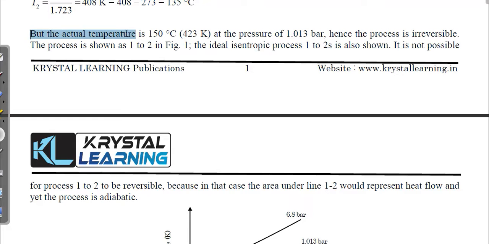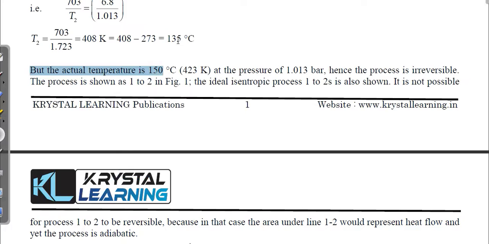Now the point will become clearer. Here we see that the actual temperature is 150 degrees centigrade, and we calculated 135 for the reversible path. Hence, this process is irreversible. So the first part is over. We proved that it is not a reversible path, because if it had to be reversible, we would have got 135 degrees centigrade, but actually it is showing 150 degrees centigrade. That is not reversible, so we have proved this is an irreversible path.